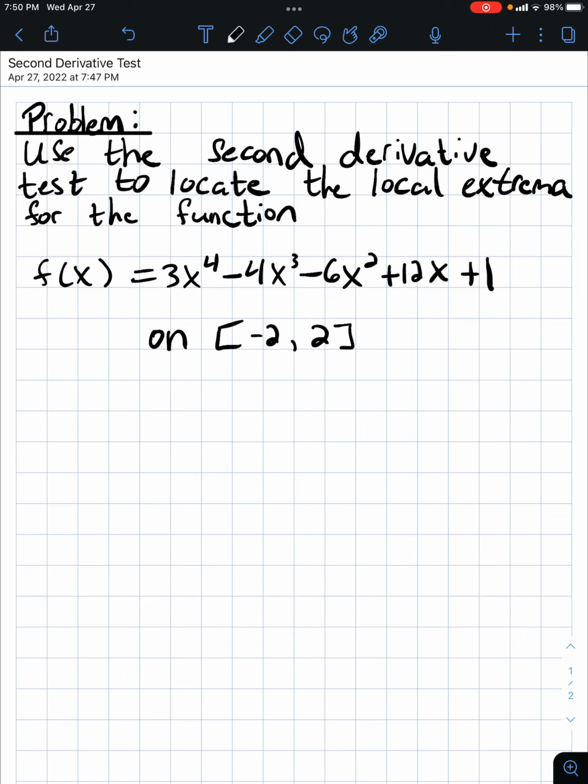Today, we are looking at the second derivative test, the problem. Use the second derivative test to locate the local extrema for the function f of x equal to 3x to the fourth minus 4x cubed minus 6x squared plus 12x plus 1 on the interval -2 to 2. Now pause this video, take a few minutes, and solve this problem.